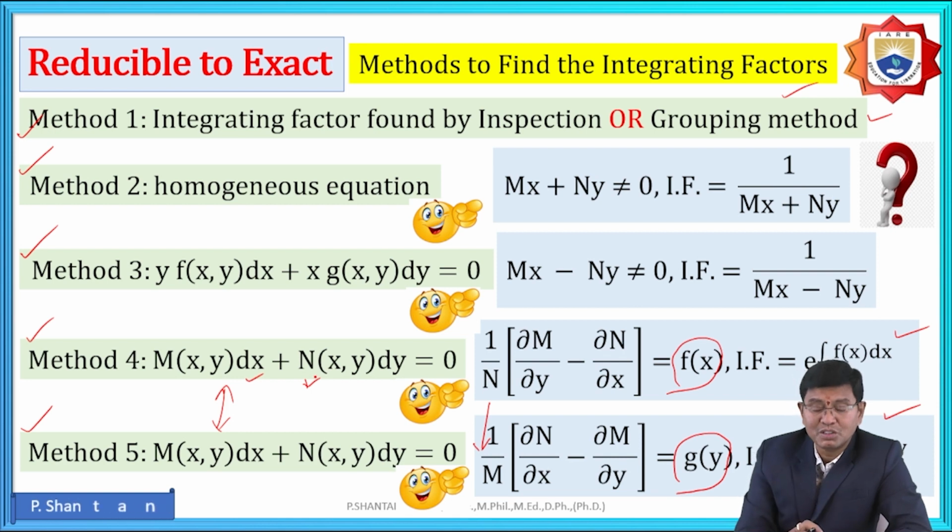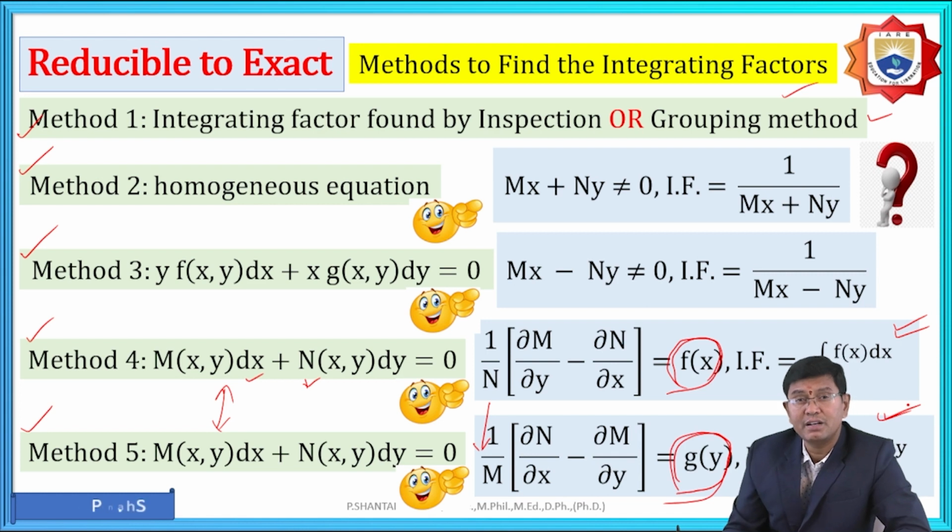Based on that observation, if it is suitable for the fourth method and the output is a function of x alone, then we take that as the integrating factor. In the other case, if it is suitable for 1/M and the function is a function of y alone, say g(y), then the integrating factor is e to the power of the integral of g(y) dy.